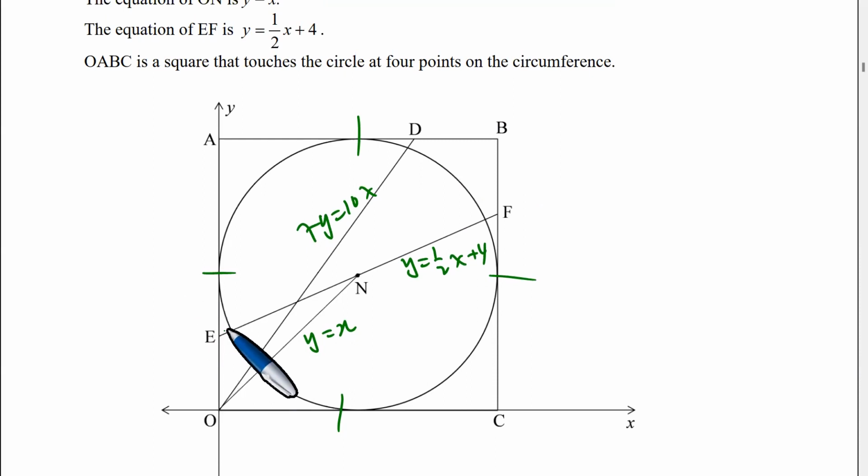Right, obviously you have already found the coordinates of this point. They are 8 and 8. We can use these to find the coordinates of the point B by asking, what is the radius of this circle?